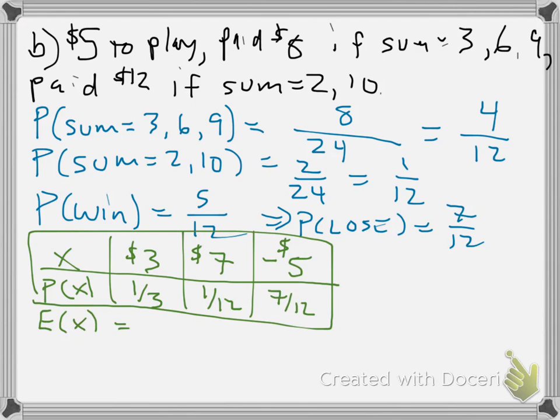Okay, so the expected value is going to be 3 times 1/3. That's going to be 1, plus 7/12, plus negative 5 times 7/12. How did I get that 7/12? Well, I just did 7 times 1/12.